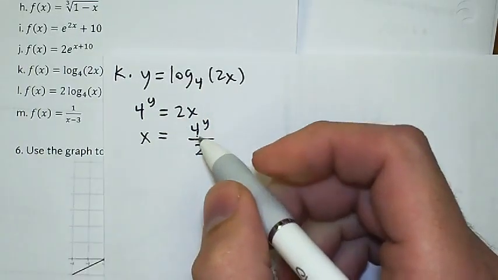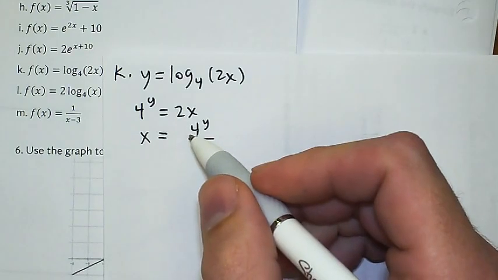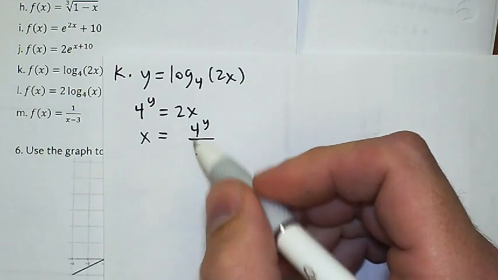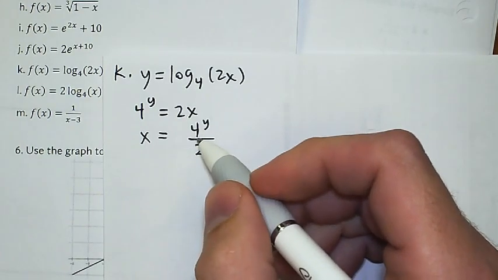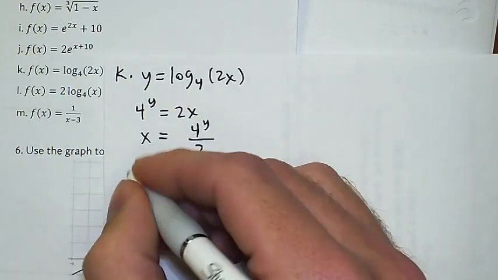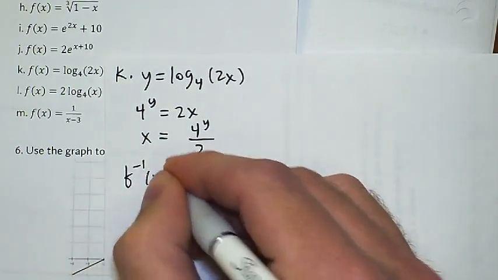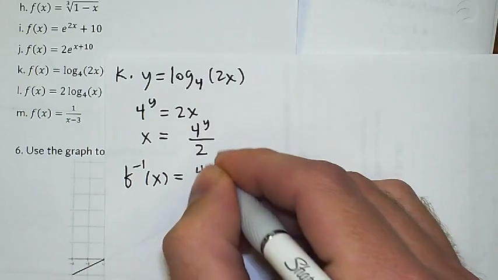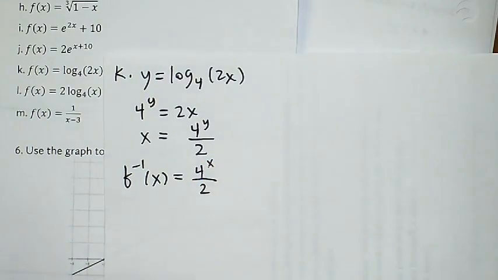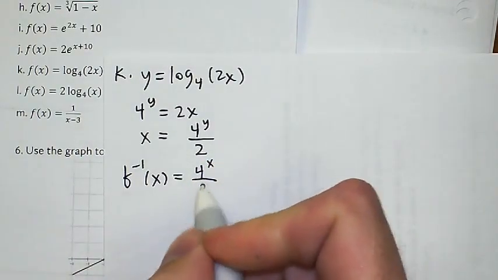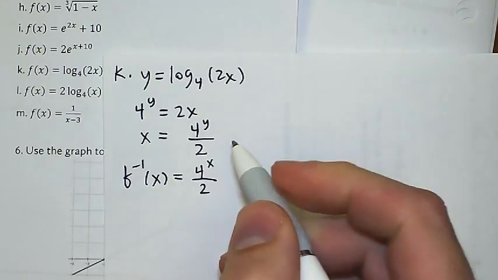Now, unfortunately, we cannot say that this is 2 to the y. That's going to be something different. You could simplify this, but I'm going to suggest that you not, like I have been this whole time. F inverse of x is going to equal 4 to the x divided by 2. Resist the temptation to try to cancel that because we can't.